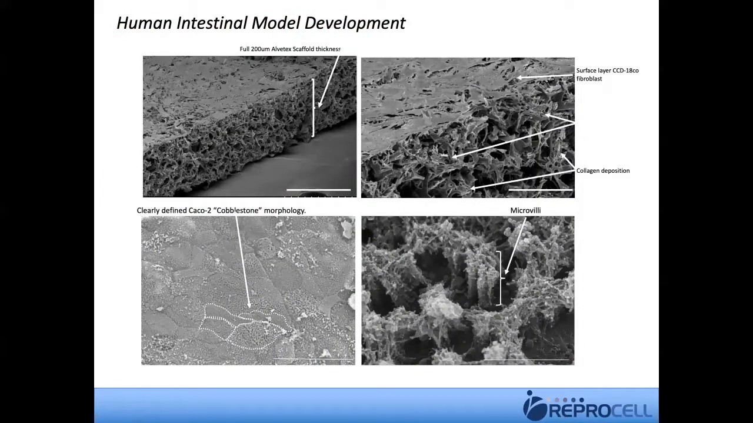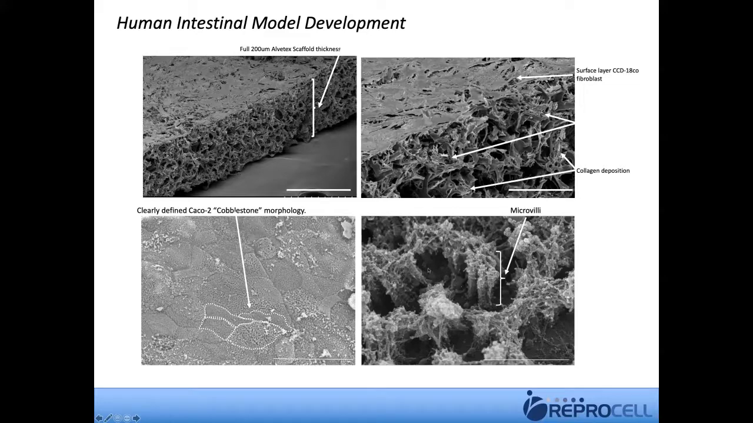So these are electron micrographs. We've got scanning images of the submucosal compartments at different magnifications. This is essentially the foundation upon which we then see the CACO2s. CACO2s form this cobblestone morphology.